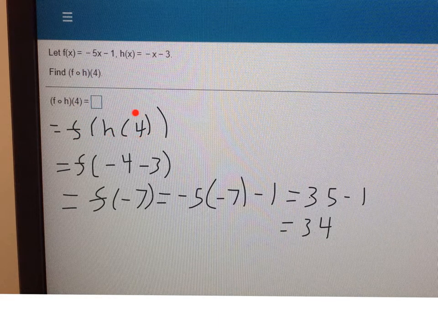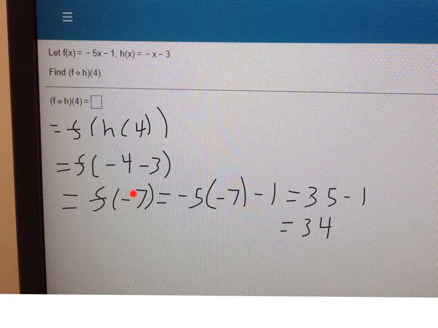So how do you find h of 4? Well, you come up to this equation and you put in 4 in place of x. So I put in 4 in place of x, that'd be negative 4 minus 3, which is negative 7. Now you want to find f of negative 7.